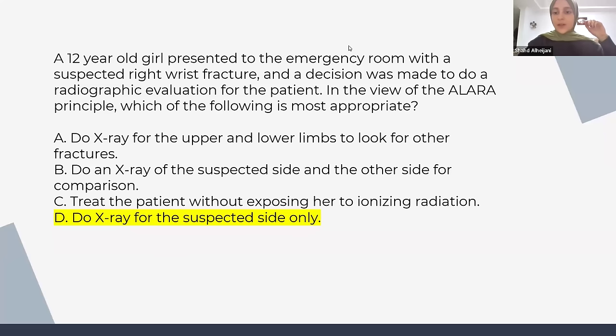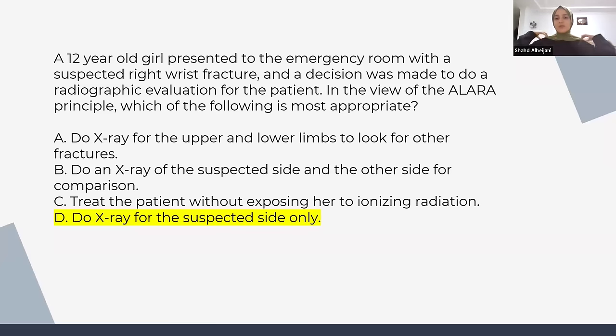In what case can C be right? Okay, so treat the patient without exposing her to ionizing radiation. When I talked about the electromagnetic spectrum, I said the X-rays and the CT will be more ionizing, so you don't use them for a certain population. Can anyone remind me what that population was? Okay, the population you need to screen without exposing to ionizing radiation? Yes, exactly. Children and pregnant ladies.